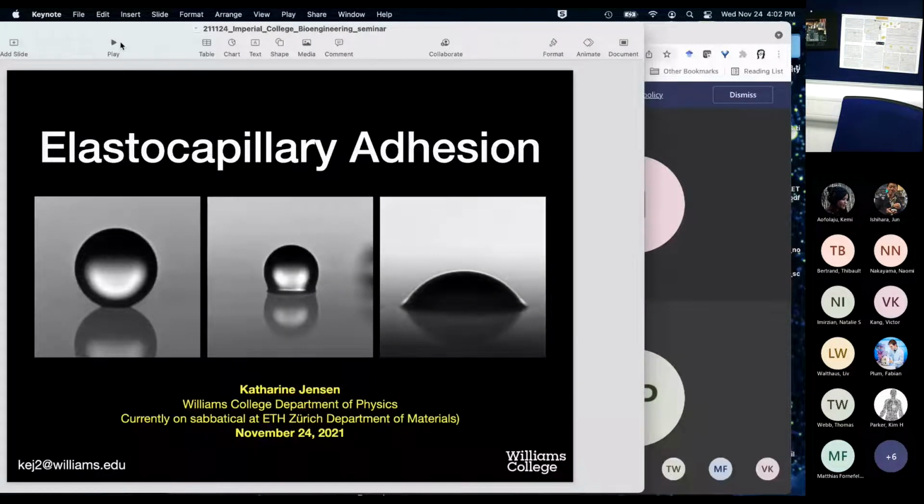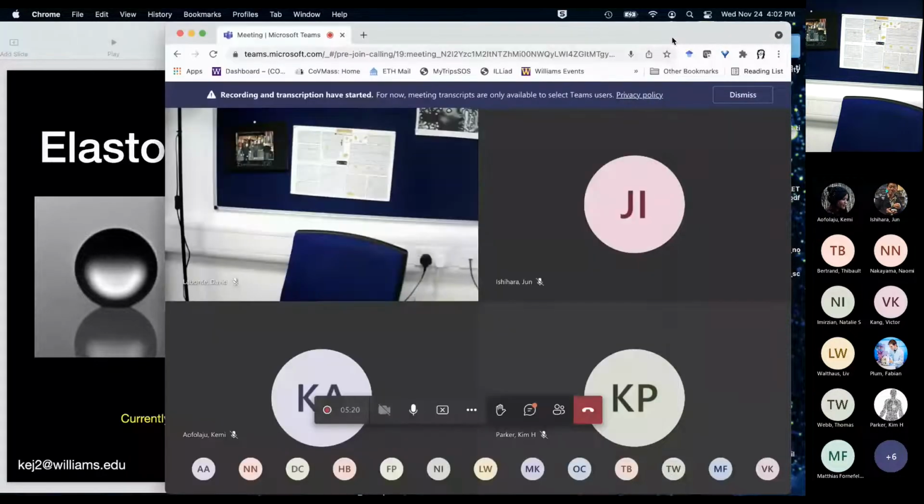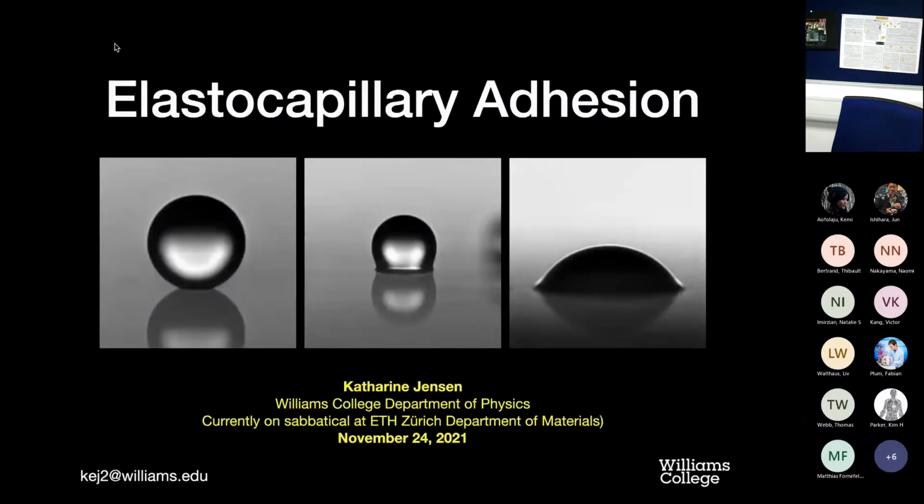I'm very pleased to tell you about the work that I and my group have been doing in the last few years on elastic capillary adhesion. In particular, I want to start by talking about what I mean by both the capillary and the elastic parts of this, as well as the adhesion, particularly because I understand this may be a very broad audience, and so I want to give you all an introduction to these ideas that really motivate the work that we've been doing.